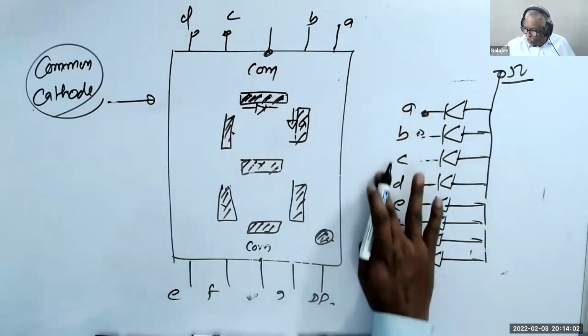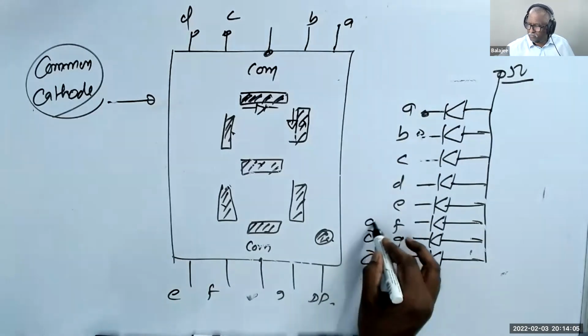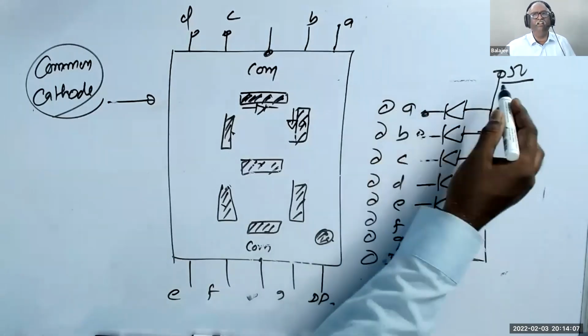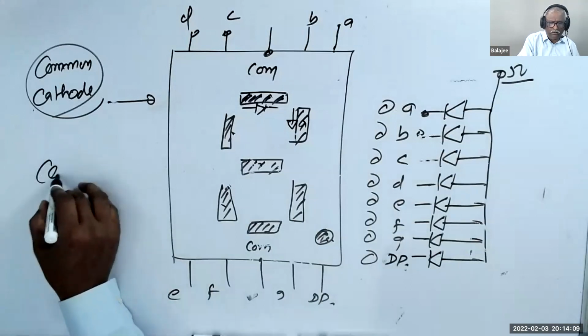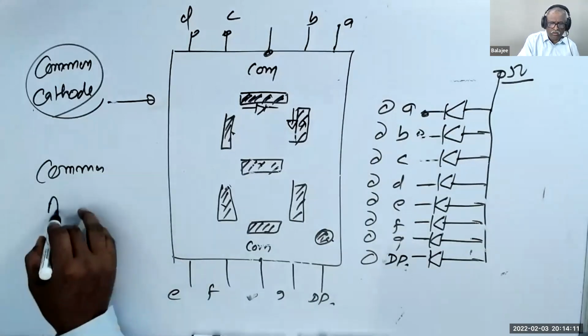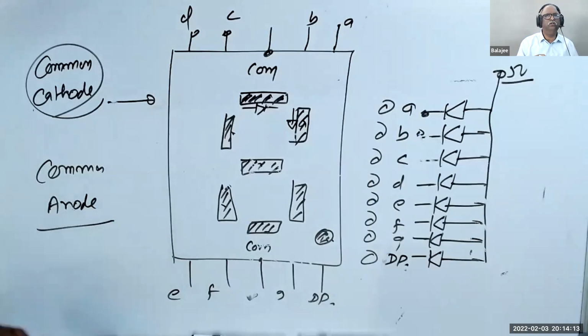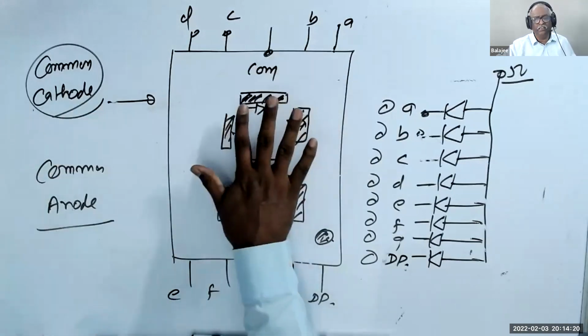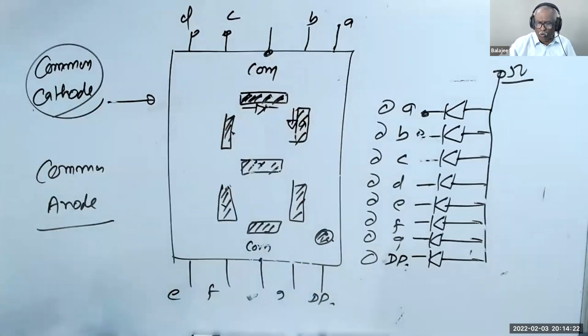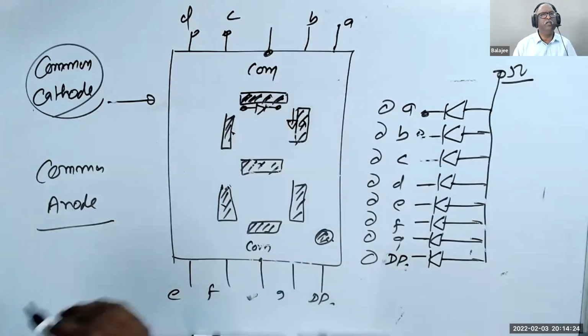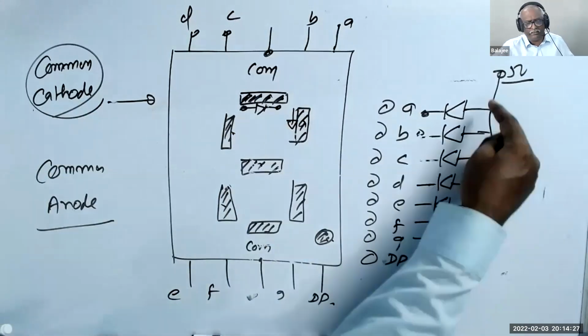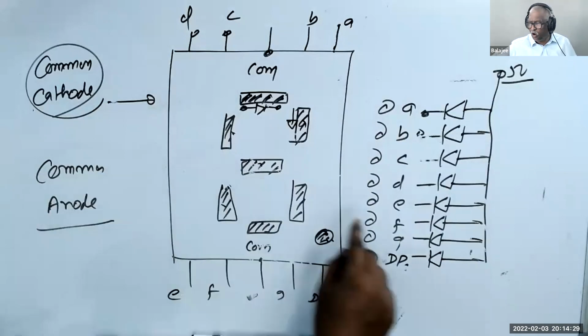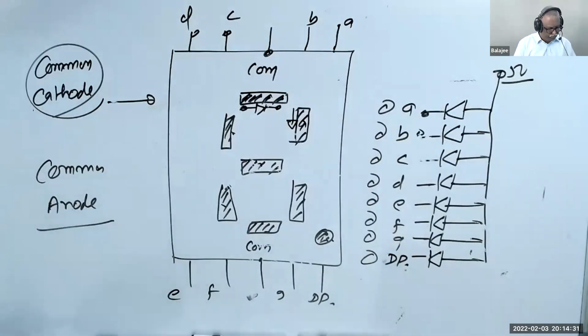If you make all of them 0, the LED will glow. This is called common anode. So please understand there are 2 types: common anode and common cathode. Every LED has two points, anode and cathode. If you connect all the anodes together, it's called common anode. If you connect all the cathodes together, it's called common cathode. Okay, now let us go back to the board.